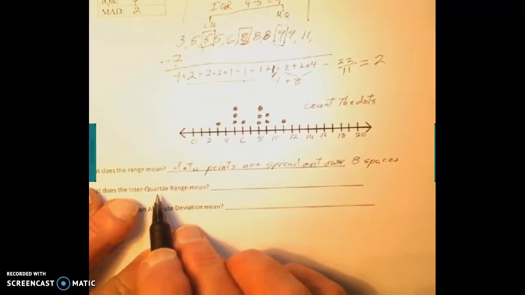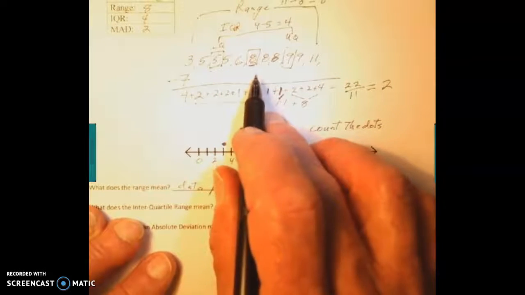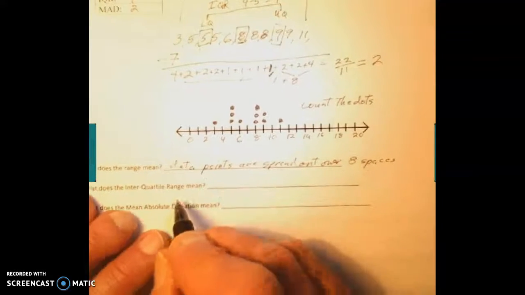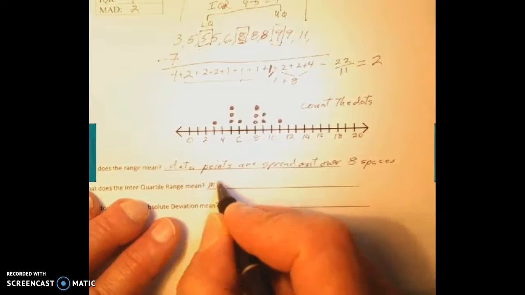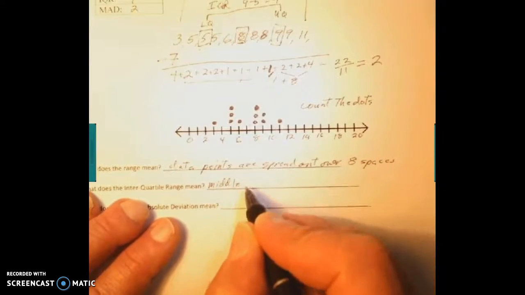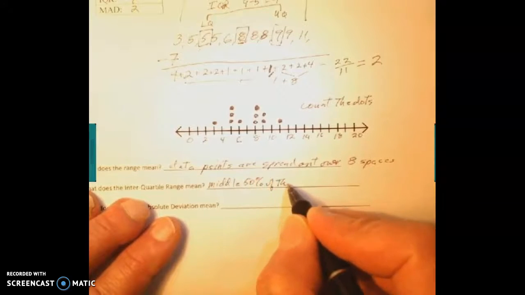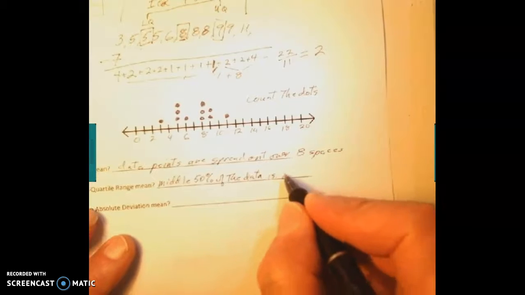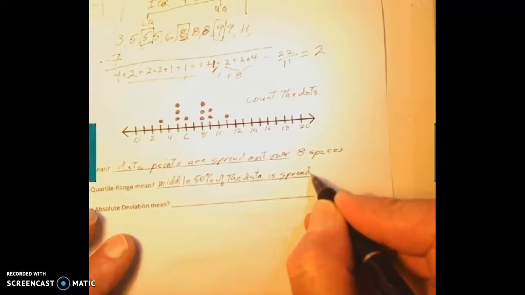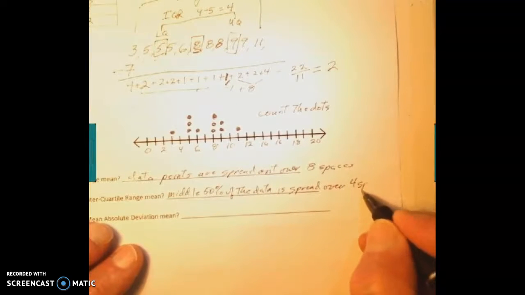The interquartile range, that is this middle 50% of our data. And so this is how spread out our middle 50% is. So it is the middle 50%, or half, of the data is spread over, and again the IQR is 4 spaces.